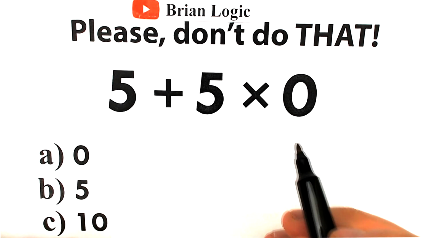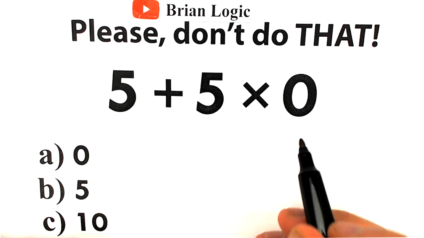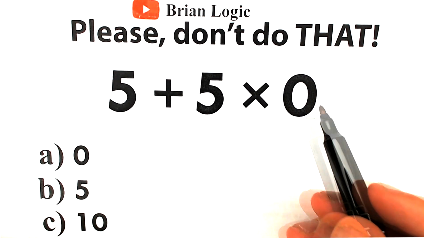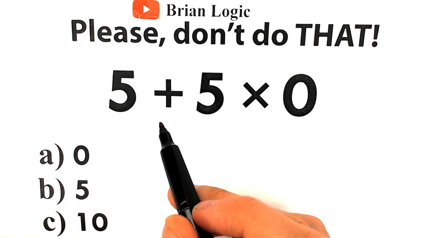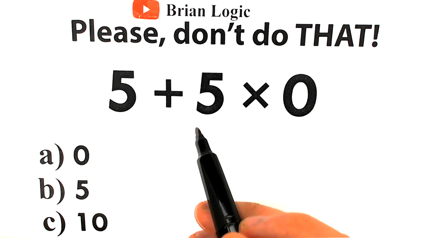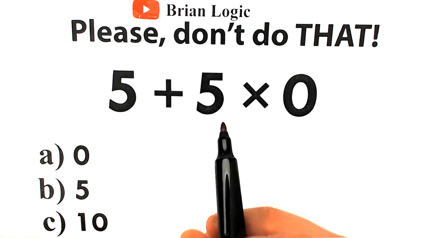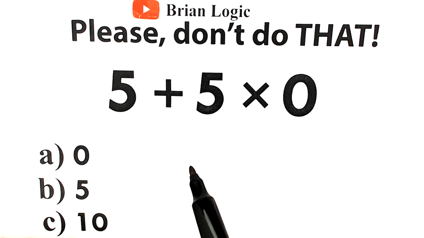This is the trickiest question you've ever seen. A lot of students make this mistake. We have a really easy expression: 5 plus 5 times 0. Seems pretty basic, seems pretty easy. Basic addition, basic multiplication. Everyone learned this stuff in the third or fourth grade. Everyone can easily solve it, but a lot of students make this common mistake. Let's try to solve this question together.